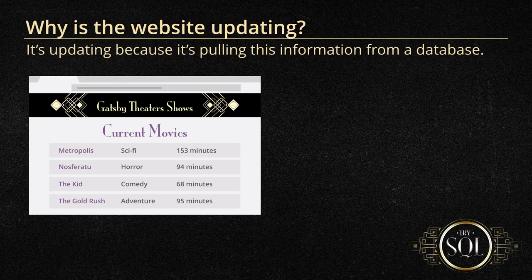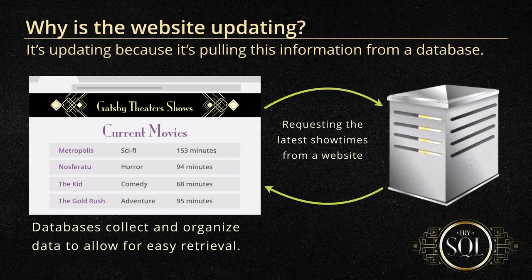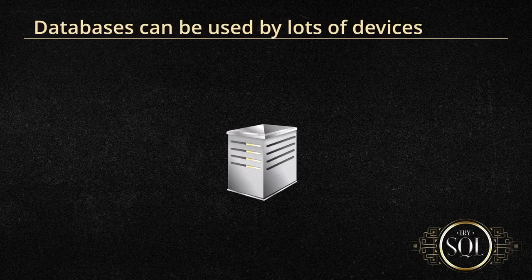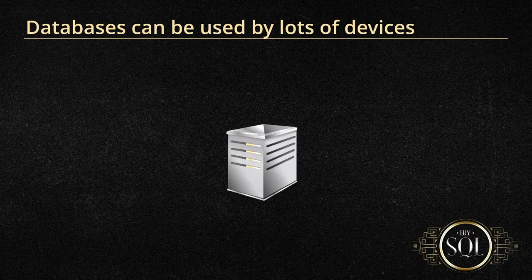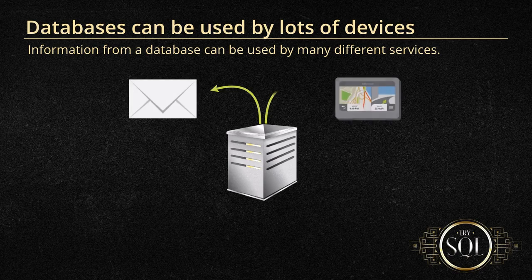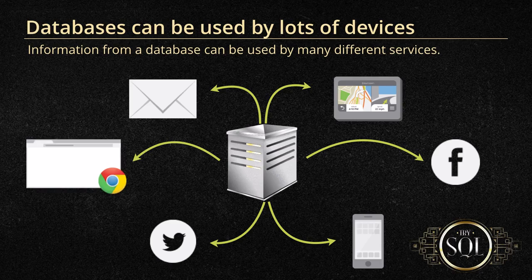Well, this is because it's being updated by a database. A database collects and organizes information so that it can be easily retrieved. For example, the movie listings website goes to a database to request the most current showtimes for its theater. Believe it or not, databases are used in most of the technology that we use every day. And many different services such as email, GPS, Facebook, our cell phones, Twitter, and websites also use databases in some form or another.